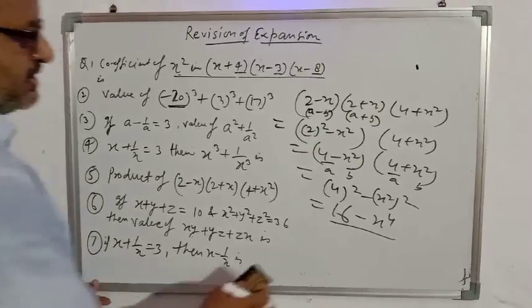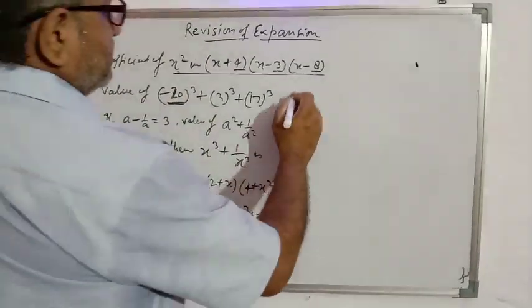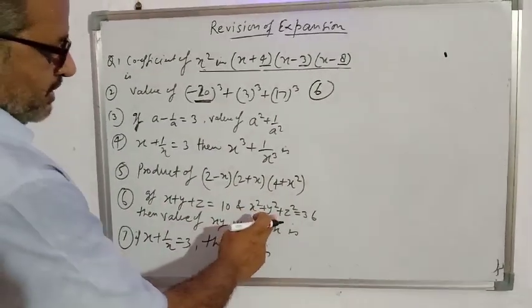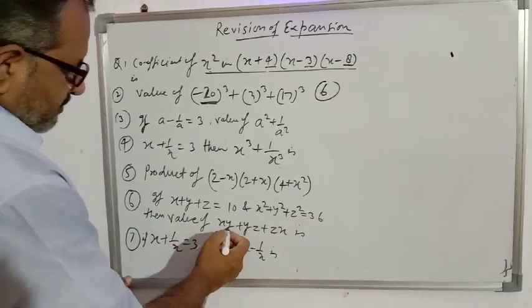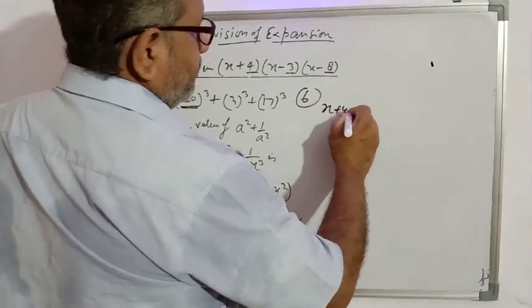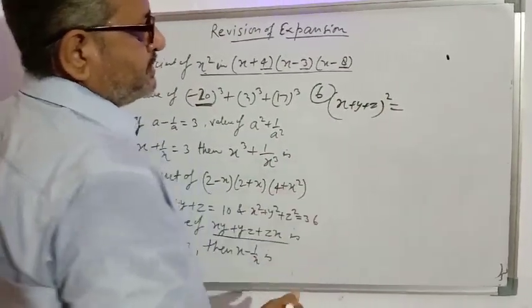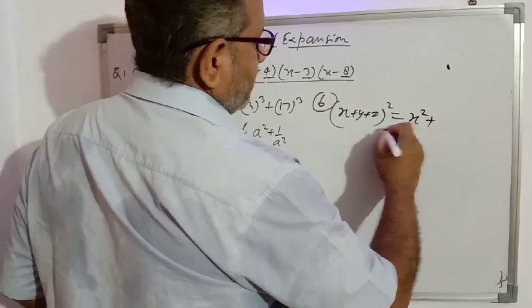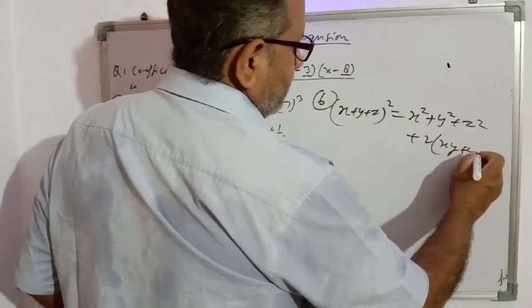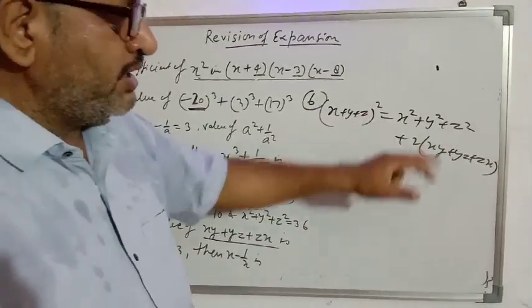See next question, question number 6. X plus y plus z is given 10. X square plus y square plus z square is 36. We have to find the value of xy plus yz plus zx. We know that x plus y plus z whole square is, a plus b plus c whole square means a square plus b square plus c square plus 2 in bracket ab plus bc plus ca. So x square plus y square plus z square plus 2 in bracket xy plus yz plus zx. This is the formula of x plus y plus z whole square.